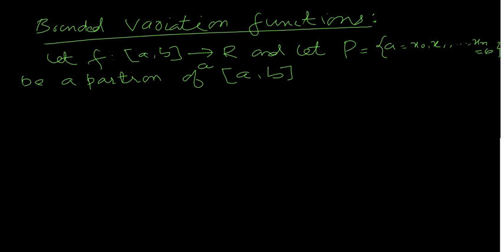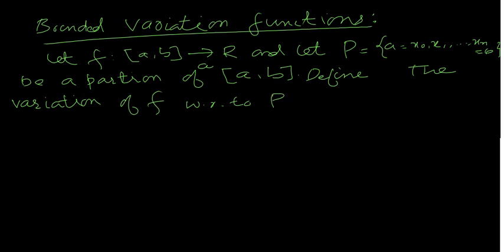Now with respect to this partition, we define the following sum. This is a positive sum, and this sum is called the variation of f with respect to the partition P. One thing you note is that every variation depends on a particular partition. So we define the variation of f with respect to a given partition P, and it is denoted by V(f, P).